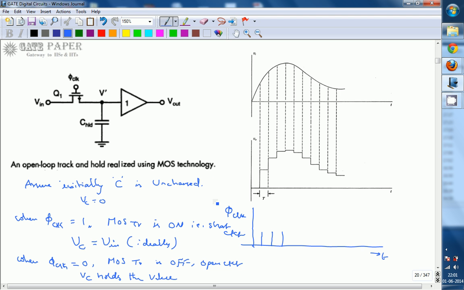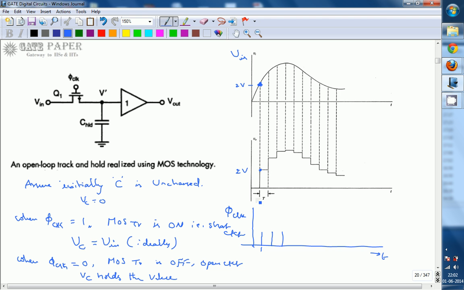So look at this one. Let us assume the MOS transistor comes into the on condition for the first time. The voltage present at that instant of time for this input signal is this one, when phi clock is 1. The capacitor stores the same voltage. For example, if it is 2 volts, the capacitor also stores 2 volts. Later this voltage gets held.